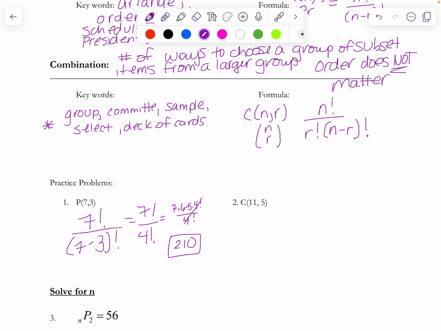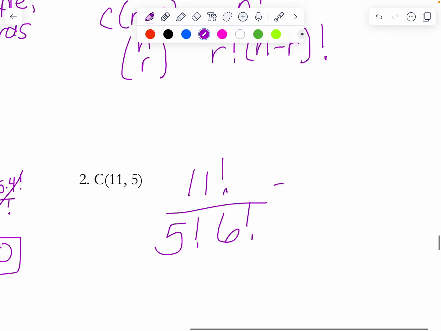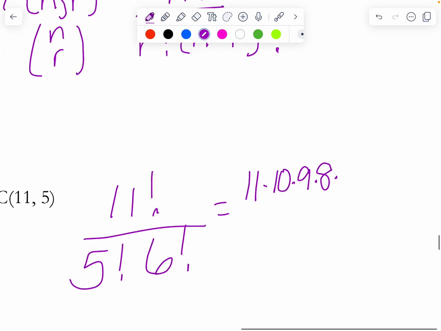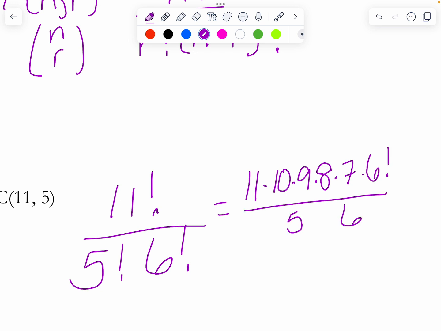And then just to refresh for combination, I could do the same thing, 11 factorial over 5 factorial times 6 factorial. And I could go ahead and do 11 times 10 times 9 times 8 times 7 times 6 factorial over 5 factorial times 6 factorial. We could cross that off. And then I could go ahead and multiply through.